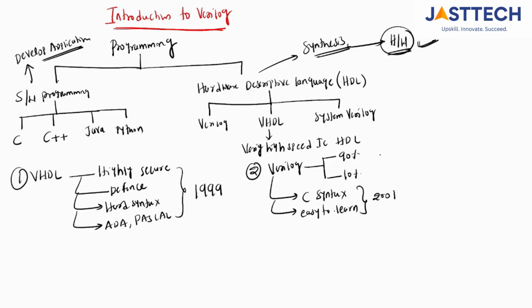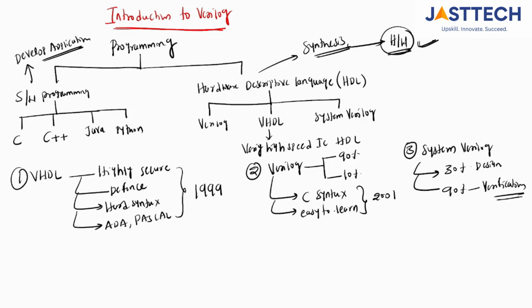Next is SystemVerilog. Nowadays designers are mainly using SystemVerilog for design and verification. About 30% is for designing, and 70% or even around 90% they are using for verification. Whenever you write the code, you need to verify that your circuit is working properly or not.